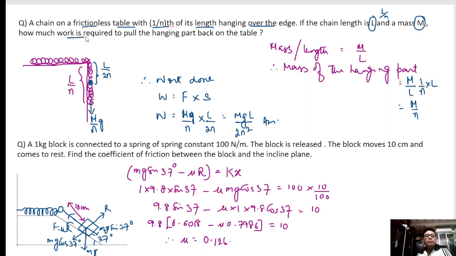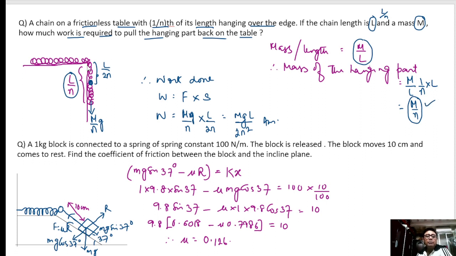They are telling, how much work is required to pull the hanging part back on the table? I want to pull this part up on the table. What work should be done? Okay, so we know that the total mass is of the length L. So what is the mass per unit length? So what is the mass of this much L by n part? It will be m by L into L by n. So this is the mass of the chain which is hanging down.